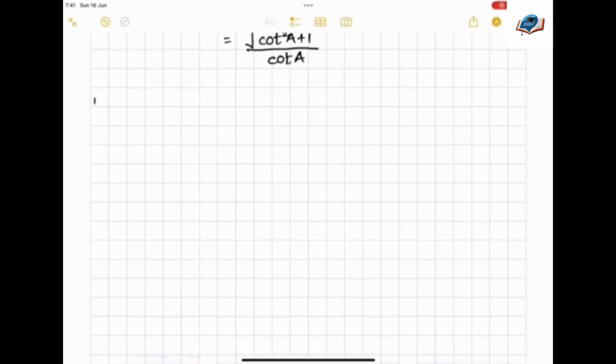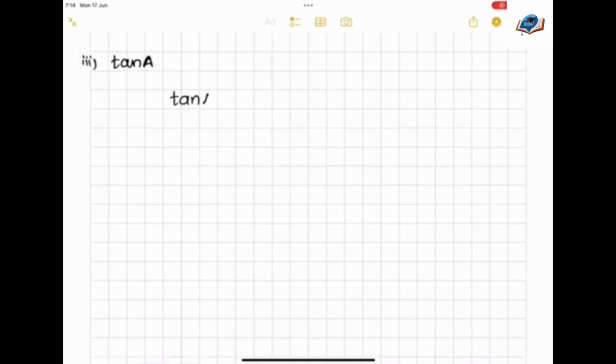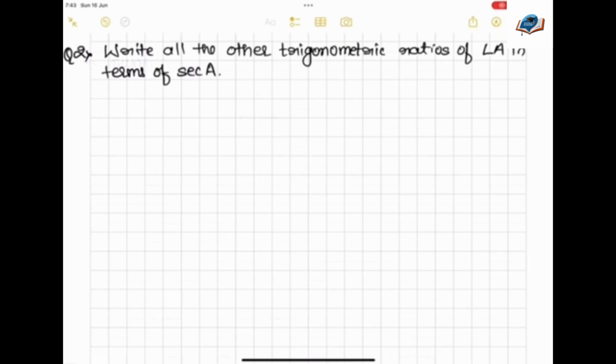Third one is tan A. So tan A equal to 1 upon cot A. Now the second question says write all the other trigonometrical ratios of angle A in terms of sec A. Sine square A plus cos square A equal to 1. So sine square A will be 1 minus cos square A.